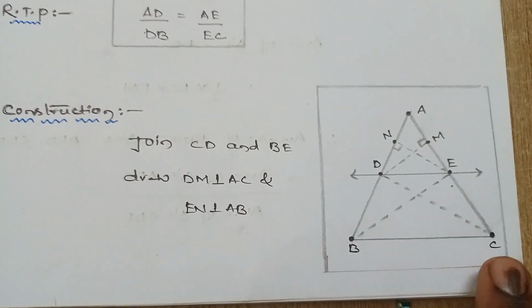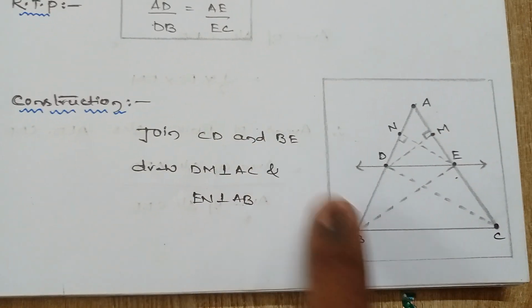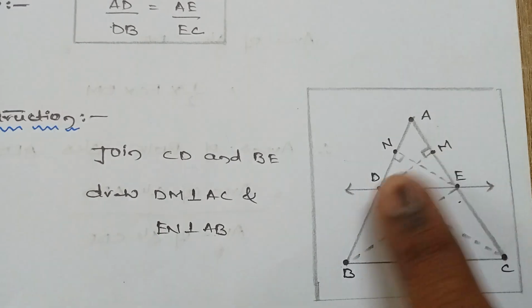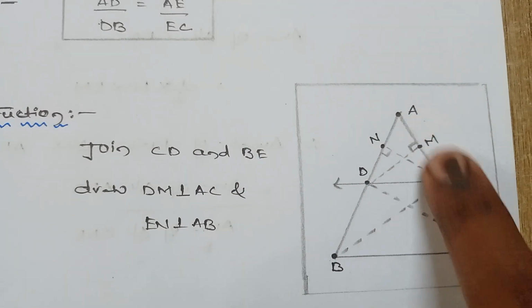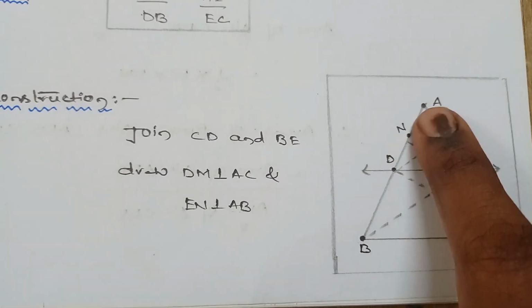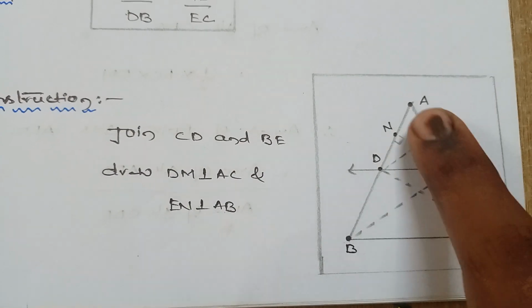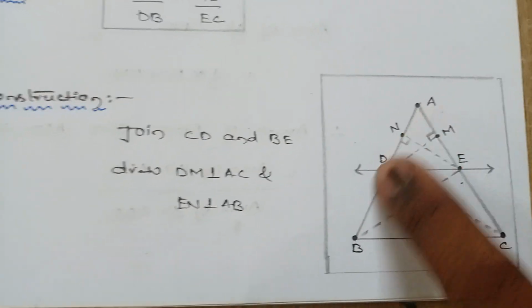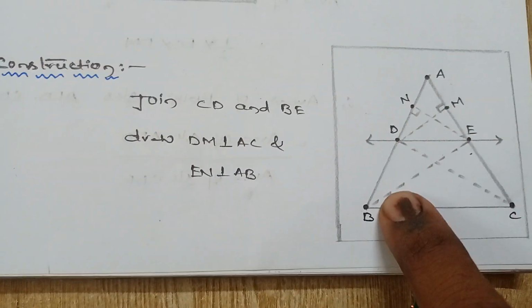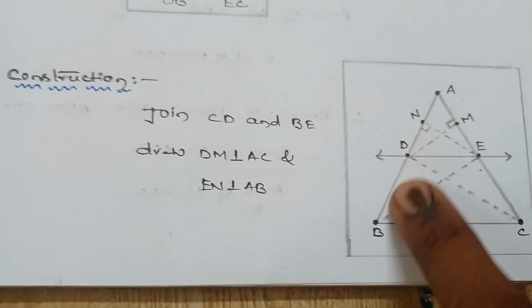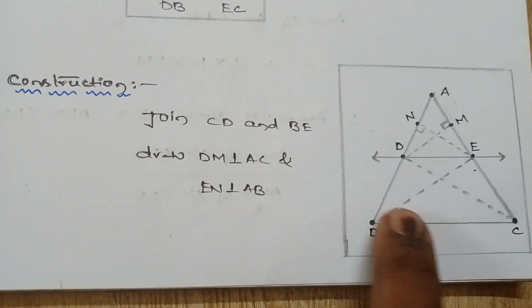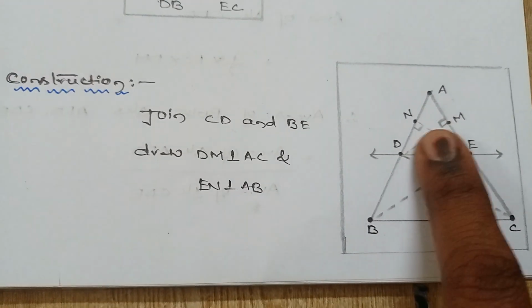Join CD and join BE, and draw DM perpendicular to the base AC, and EN, which is the height on the base AB. This height is applicable for any of these triangles, guys. If you consider the side AB, this is a height. We can use this height for this triangle and also for this triangle. This height is applicable, and we can use it as a height for these two triangles, guys.